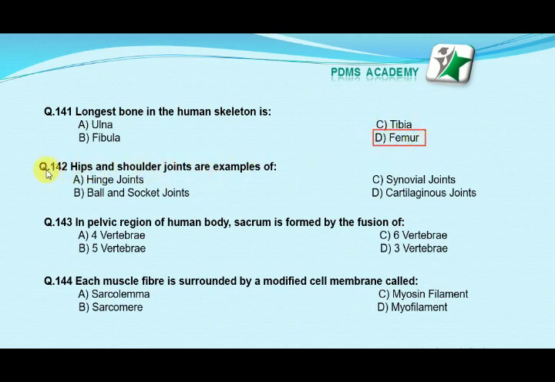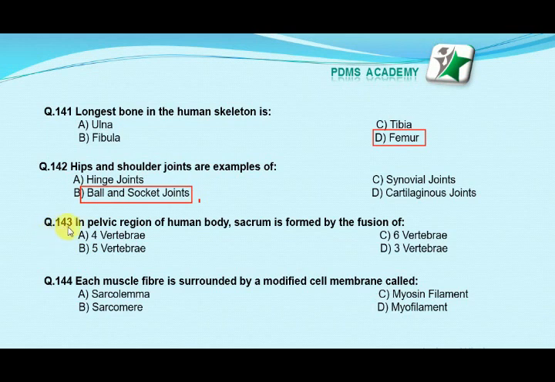Our next MCQ is: hip and shoulder joints are examples of. Option A, hinge joints. Option B, ball and socket joints. Option C, synovial joints. Option D, cartilaginous joints. Our correct answer is B, ball and socket joints.